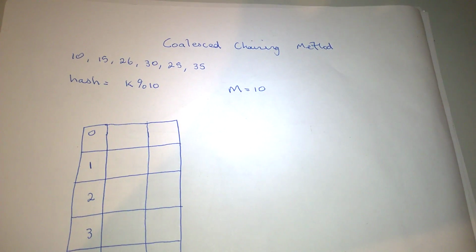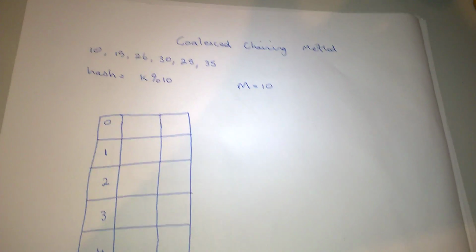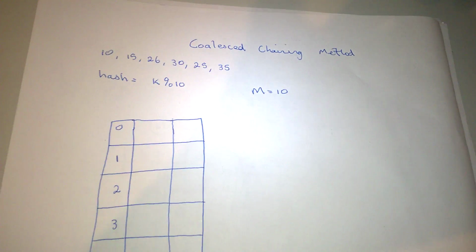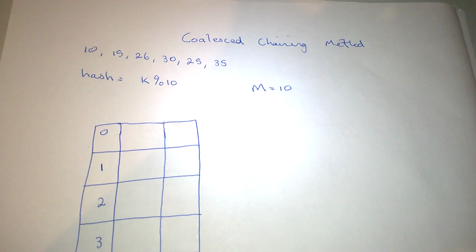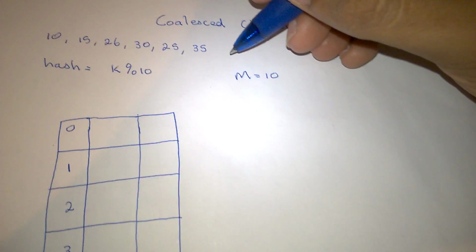Okay, so this one is the Coalesced Chaining method. This one is arguably the hardest one of them all, but easy nonetheless. This one only has one hash, only has a hashing function. It doesn't do any rehash.